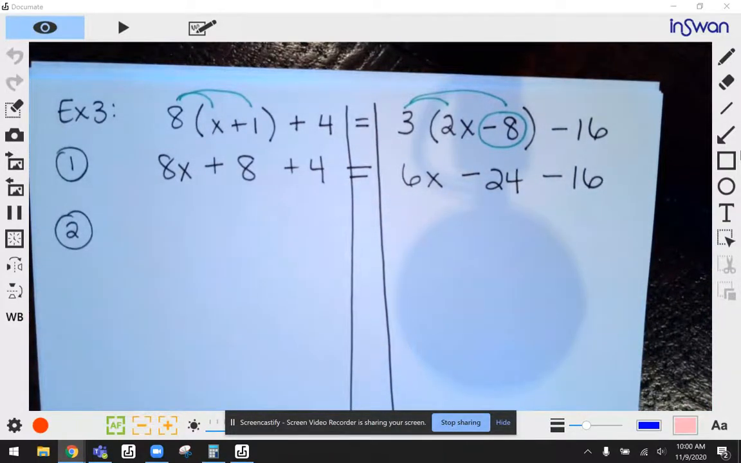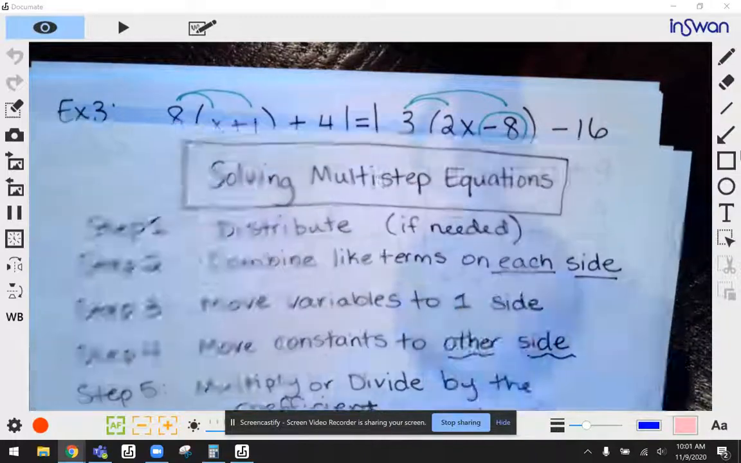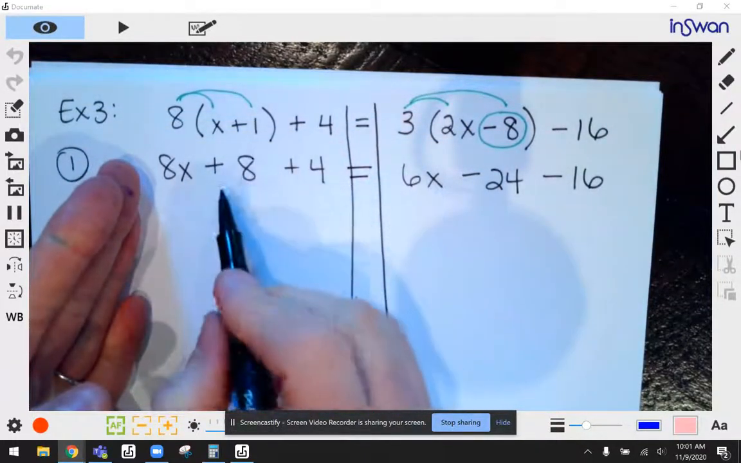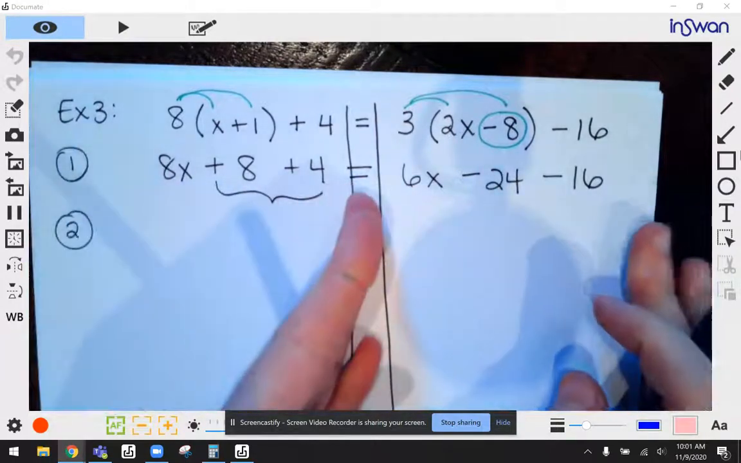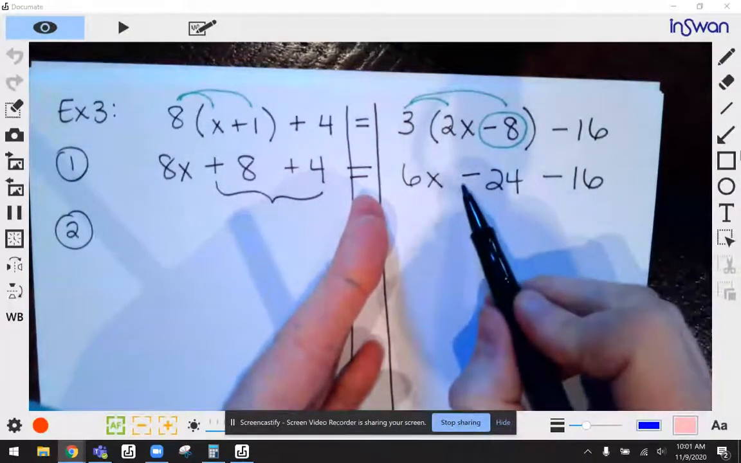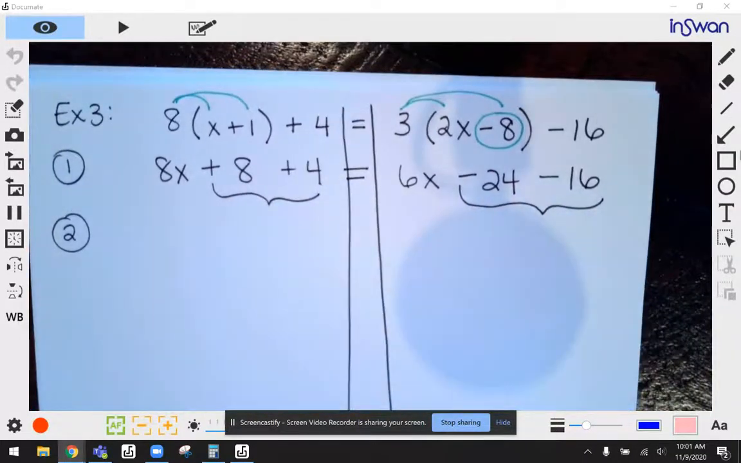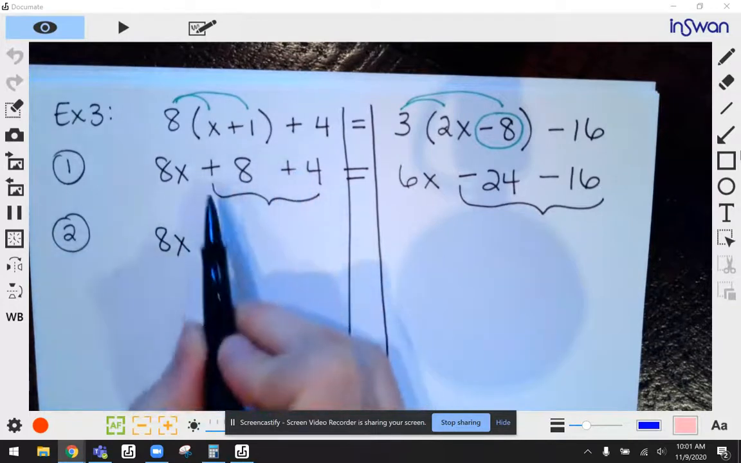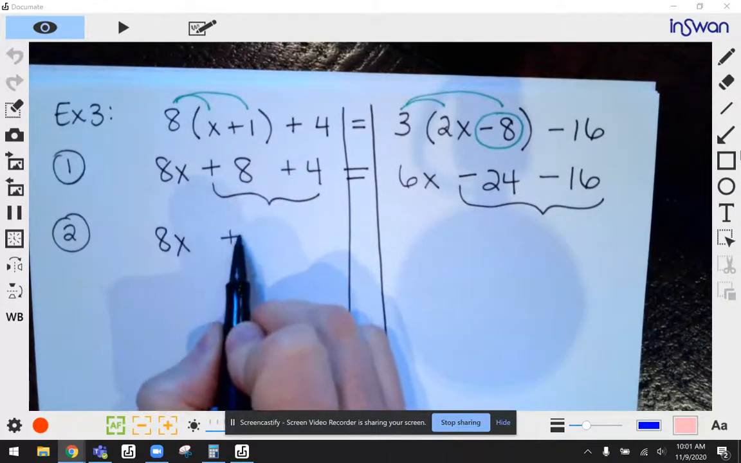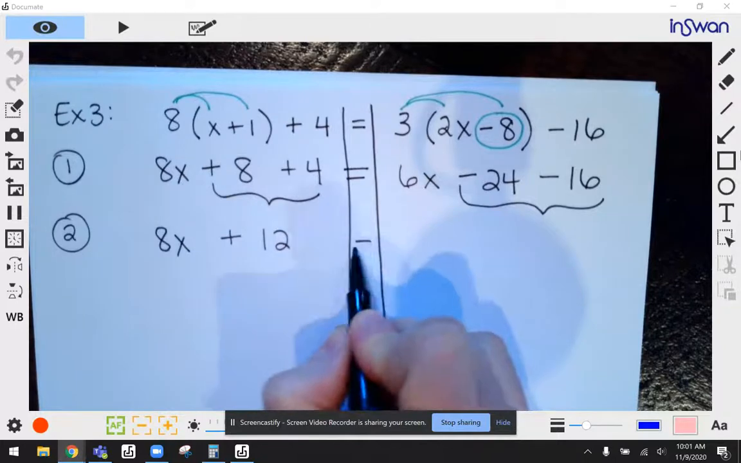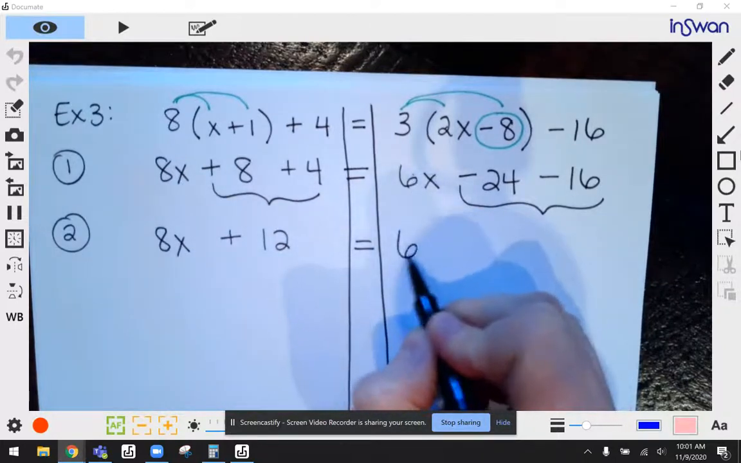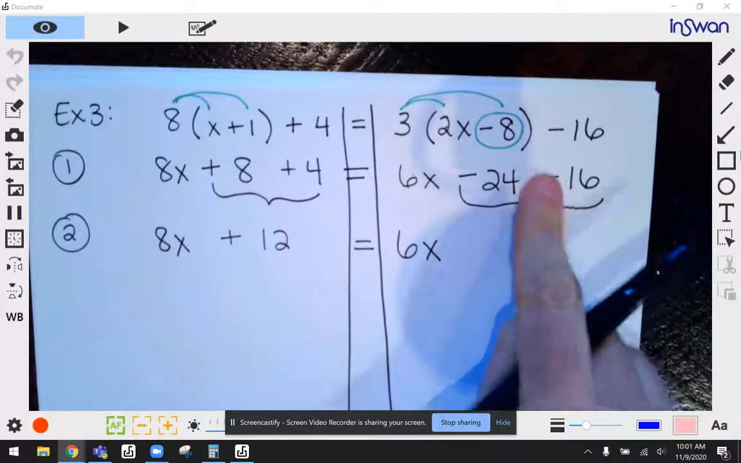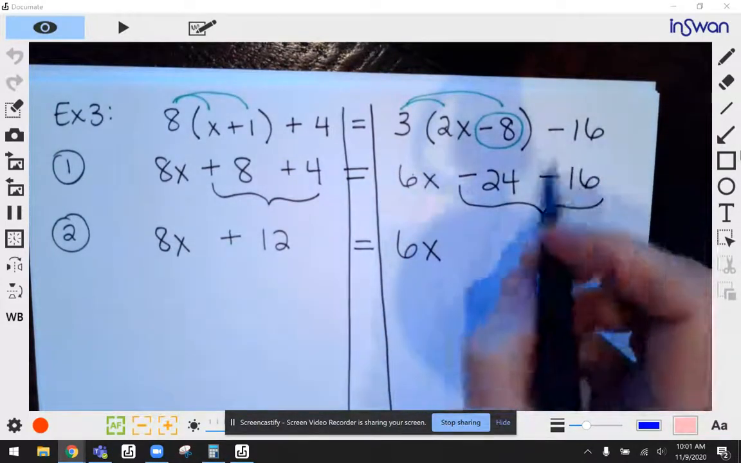Step 2. Combine like terms on each side. So look on each side. This side of the equation for like terms, I see an 8 and a 4. On this side of the equation for like terms, I see negative 24 and negative 16. So the 8x comes down. 8 plus 4 is 12 equals 6x comes down. Negative 24 minus 16, remember that's negative 24 plus a negative 16, that's negative 40.